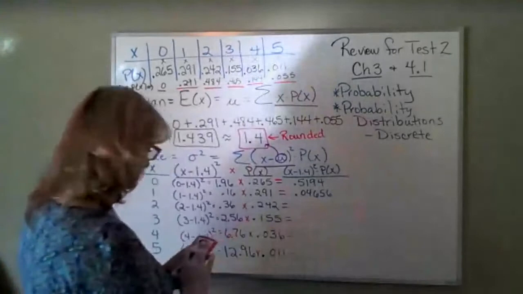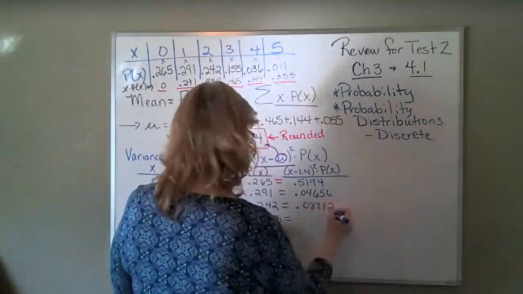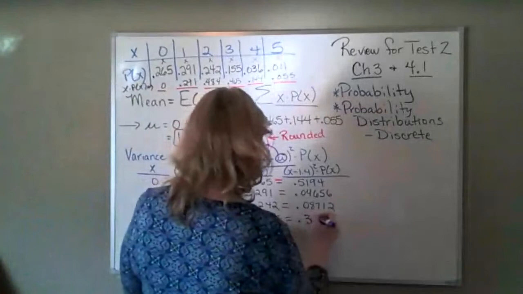Nope, I did the wrong number. It's 0.36 times 0.242. Let's get the right numbers there. 0.256 times 0.155. And this is really where the mistakes happen.